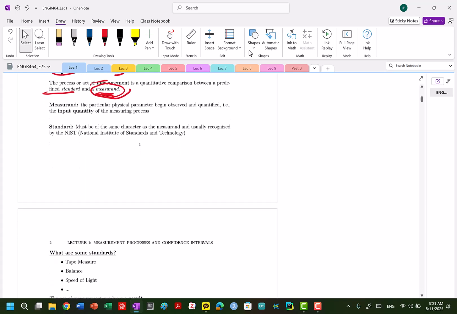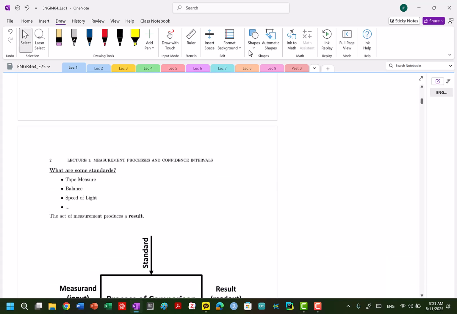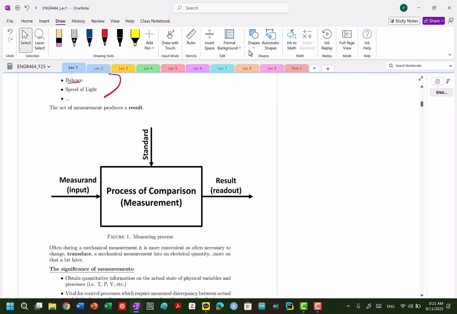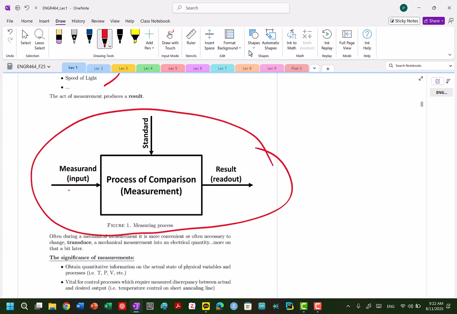There are lots of different standards. A standard is something that's recognized by the National Institute of Standards and Technology. A tape measure is a standard, a balance, a scale. There are different types of standards, and the act of a measurement will produce a result. So this is your measuring process. My measurand is my input, I compare it against the standard, and then I get a result.